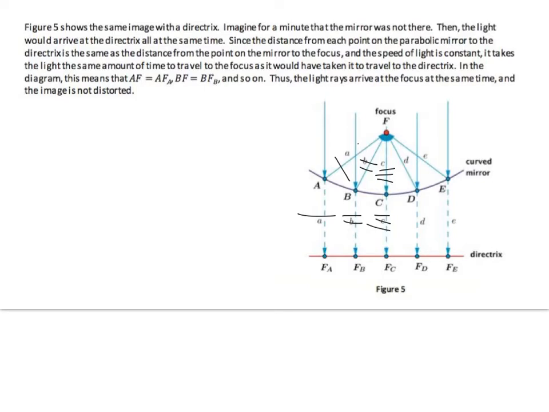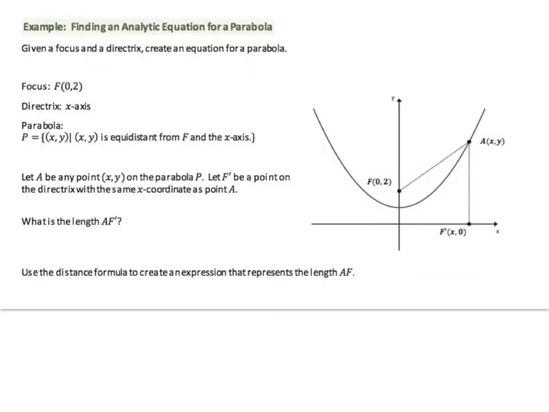And the speed of light is constant. It takes the light the same amount of time to travel to the focus as it would have taken to travel to the directrix. In the diagram, this means that AF equals AF sub A. So that's what I marked. AF equals AF sub A, BF equals BF sub B, and so on. Thus, the light rays arrive at the focus at the same time, and the image is not distorted.